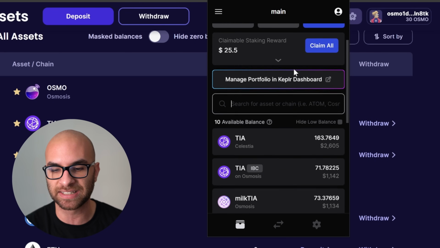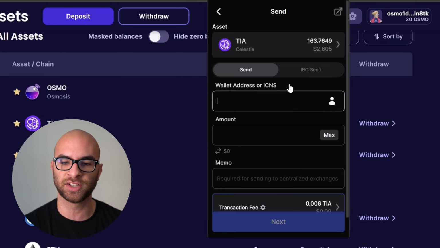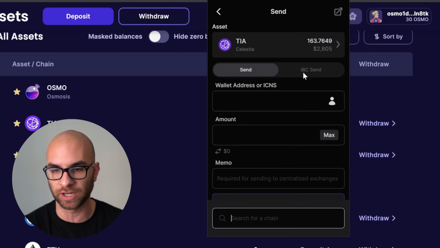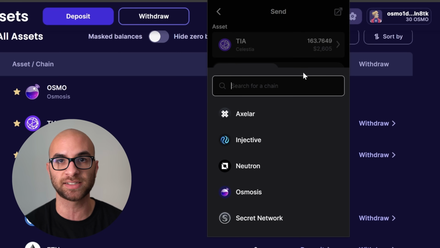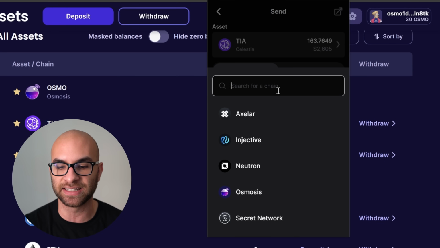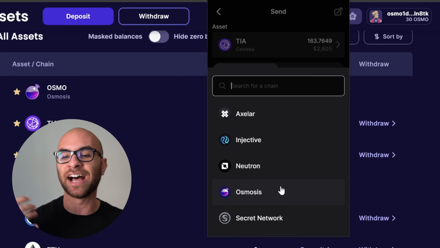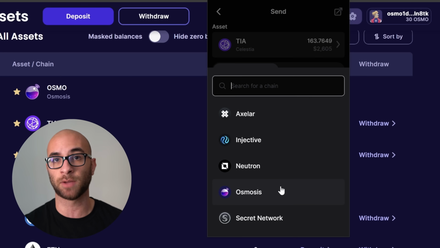You can actually do the same thing on your Keplr wallet, guys, where you can click on TIA, for example, hit IBC send, and this is going to be the same exact process as Osmosis, where I can send this TIA, for example, to Neutron, Osmosis, Injective, and these are some of the things that these projects or these airdrops may look for.